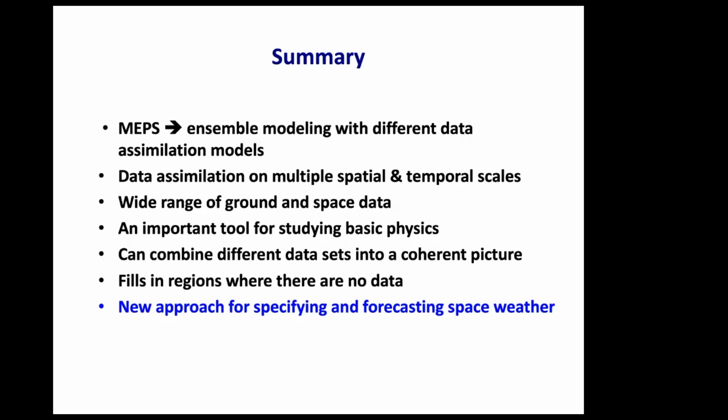You can combine different data sets into a coherent picture. So if you're an experimentalist and you have different measurements and you want to have a look at what's going on over a certain domain or over the globe, you can combine the different data sets into a coherent picture. You can also fill in regions where there are no data, and that's important. This really is a new approach for specifying and forecasting space weather, and I think it'll be valuable in the future when people start using it. Thank you.